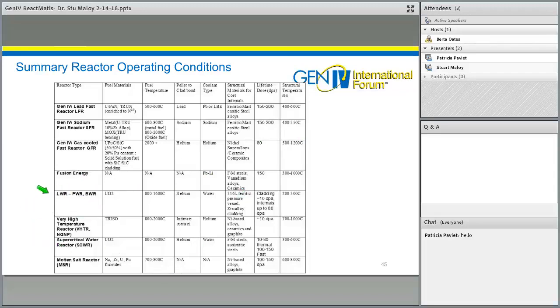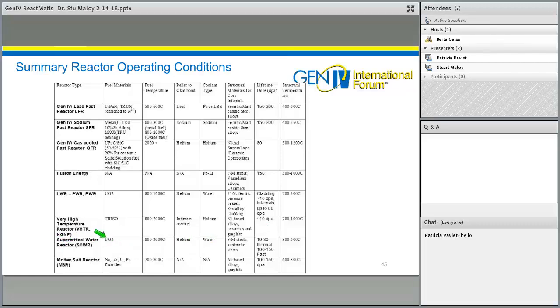As you then move over to the thermal reactor concepts, here's your typical light water reactor. Its coolant is water, temperature 200 or 280 to 350 degrees C. The very high temperature reactor is much higher in radiation temperature, but since it's a thermal reactor, the approximate dose is maybe about 10 dPa, and the temperature is fairly high in the core.